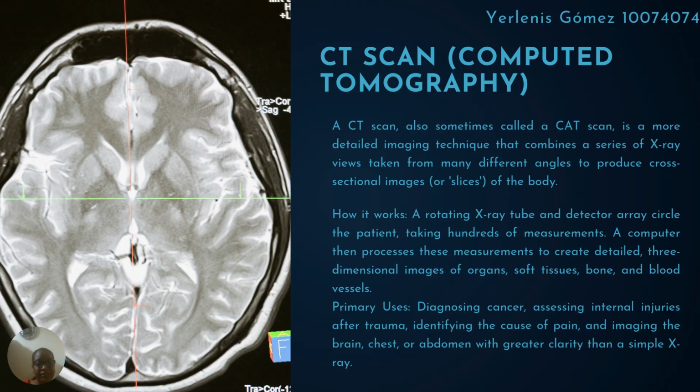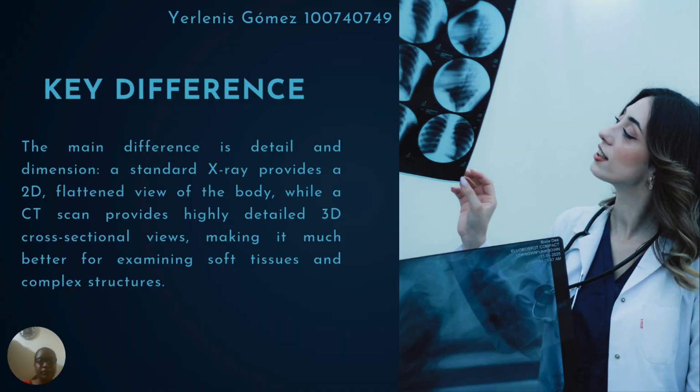But note that we mentioned that there is a difference. What is the difference between these two? Because they almost do the same if we think, but they don't. The key difference between those two is the detail and dimensions. A standard X-ray provides a two-dimensional flat view of the body, while a CT scan provides highly detailed 3D cross-sectional views, making it much better for examining soft tissues and complex structures. So this is more detailed and more helpful for specific things. But the X-ray is used for general things like fractures and whatever they need to see.